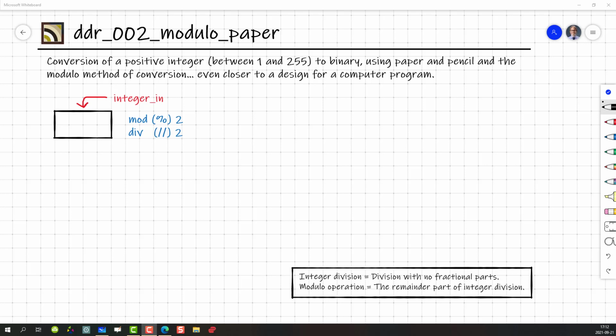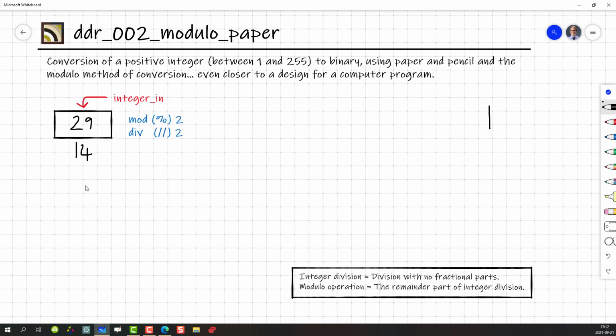To start, I'm going to write down the number that I want to convert, which in this case is 29. Now, we're kind of doing a combination of these two things as we're going along. So we're going to take 29 and modulo it by 2. Now, this is kind of like saying, well, how many times does 2 go into 29? Well, 2 goes into 29 14 times, remainder 1.